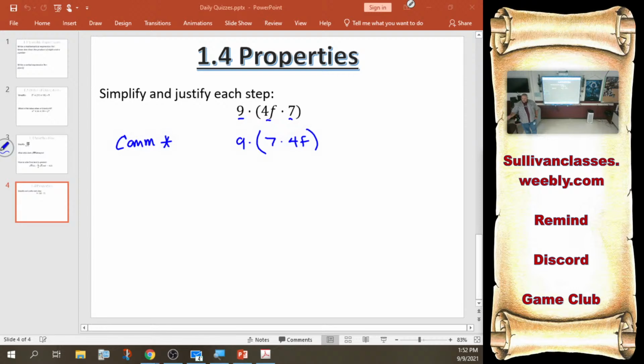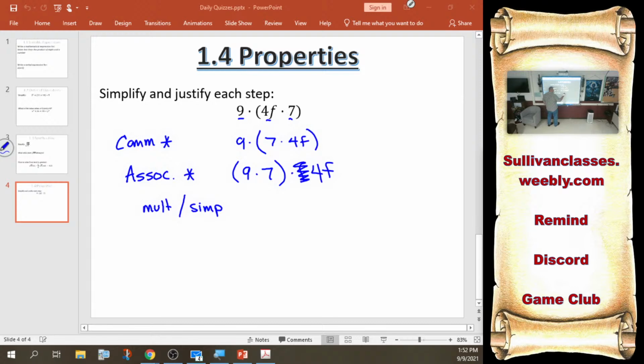Okay, now it's turtle, giraffe. But that turtle's still liking that giraffe. We need to pry him off. What now? Associative. The associative property says grouping doesn't matter. I'm going to put the 9 and the 7 together times 4f. And finally, I'm just going to simplify. You could either say just multiply, or you could say simplify. 63 by 4f.